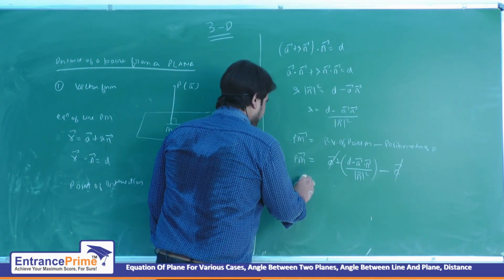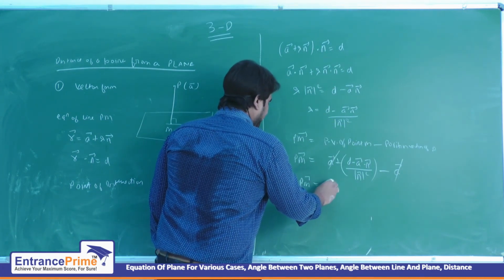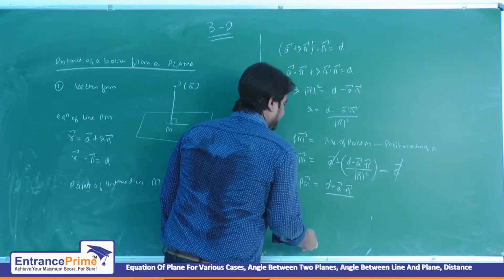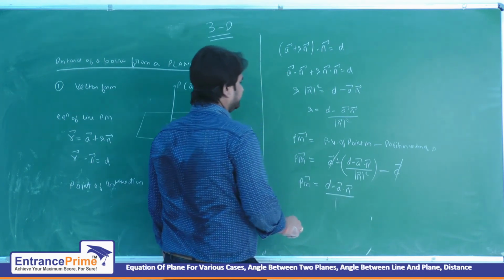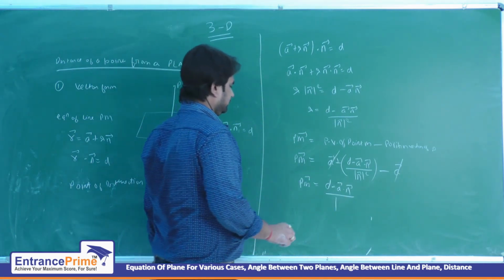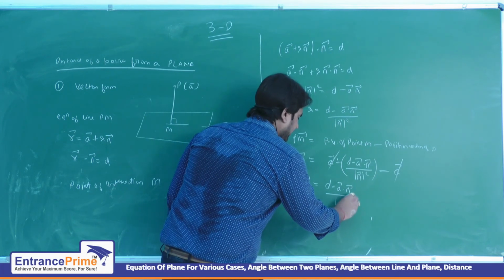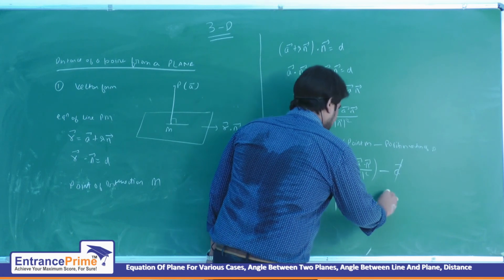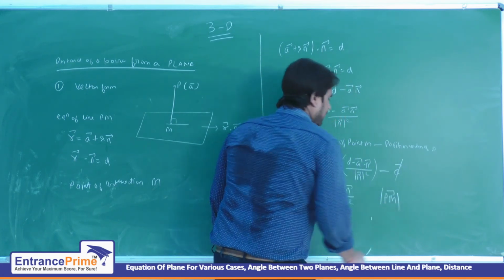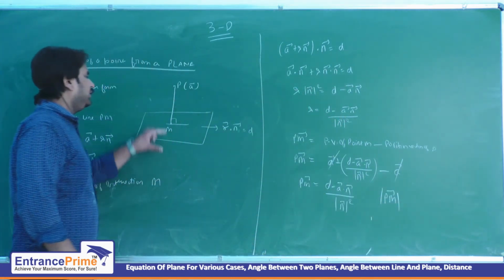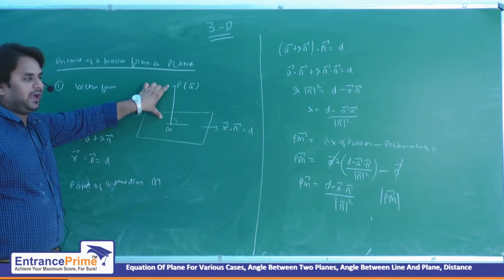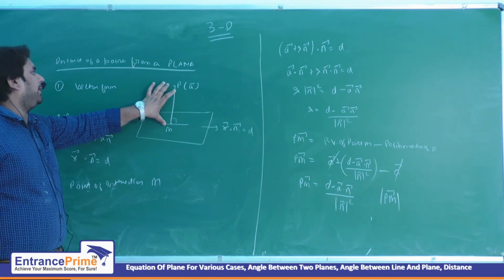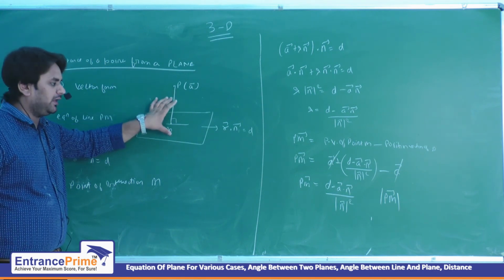So PM will become D minus a vector dot n vector divided by magnitude of n square, times n vector. Okay, so you can take the magnitude of this. So magnitude of PM vector means the length PM. So this is the perpendicular distance of a point from a plane. Note it down.